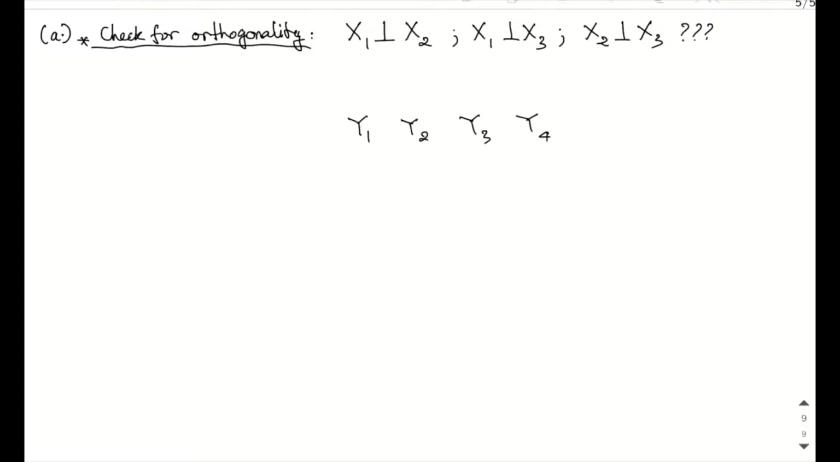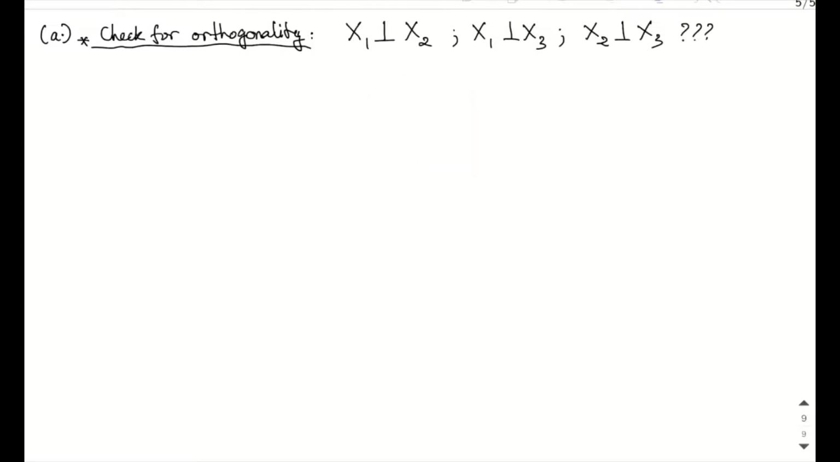Then you are going to first check if y1 is perpendicular to y2, if it is perpendicular to y3, and then y4. Then you are going to check if y2 is perpendicular to y3, to y4, and then you will need to double check if y3 is perpendicular to y4.